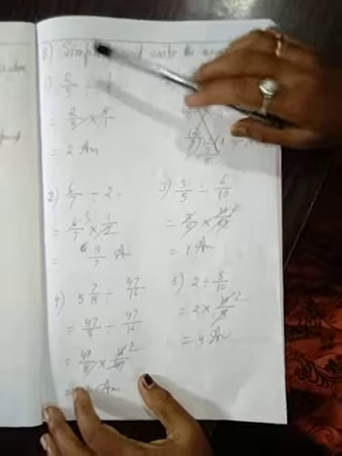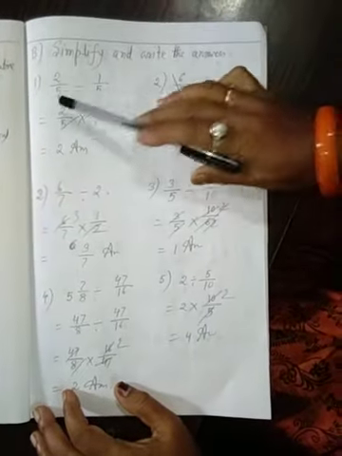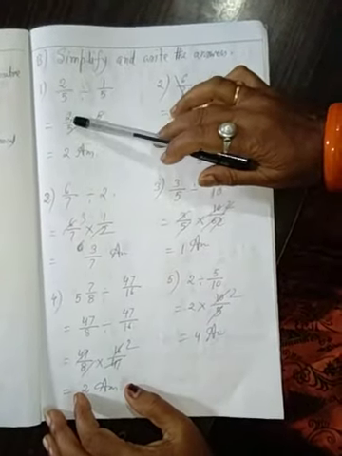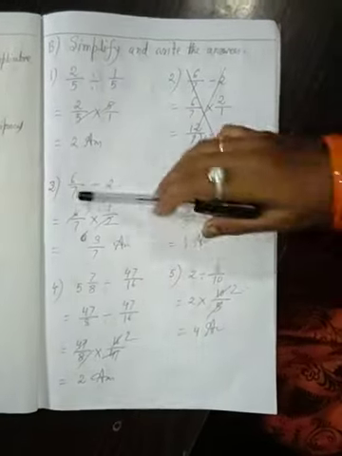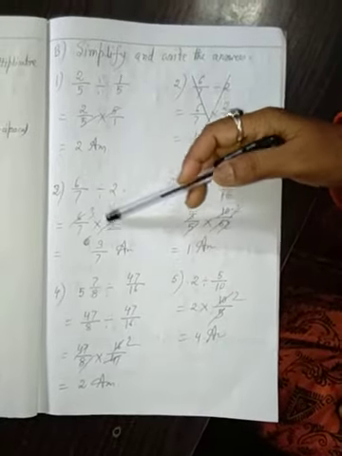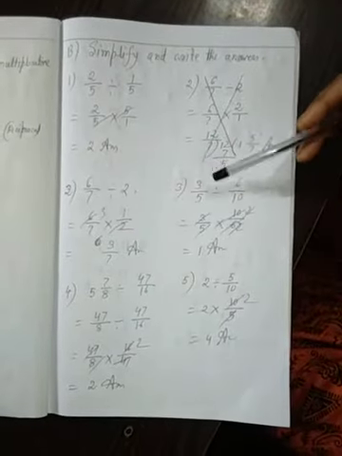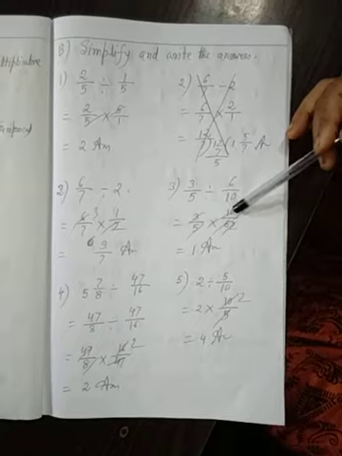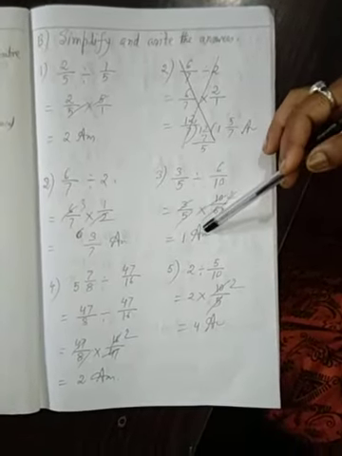Again I repeat question B. Simplify and write the answers. 1. 2 by 5 divided by 1 by 5. 2 by 5 into the reciprocal, 5 by 1. 5 and 5 cancel, so the answer is 2. 2. 6 by 7 divided by 2. 6 by 7 into 1 by 2. 2 3s are 6, so the answer is 3 by 7. 3. 3 by 5 divided by 6 by 10. 3 by 5 into 10 by 6. 3 2s are 6, 5 2s are 10. 2 and 2 cancel, so the answer is 1.